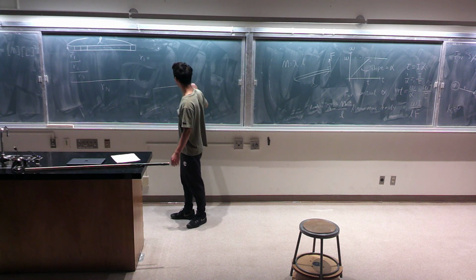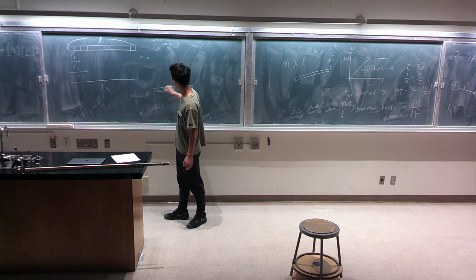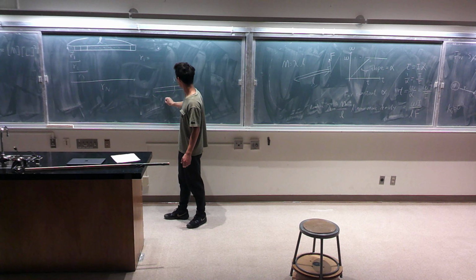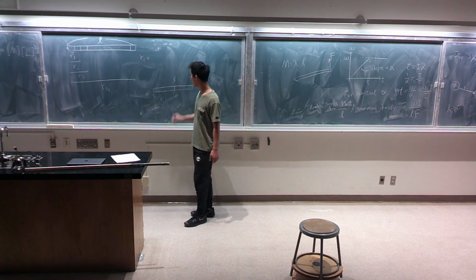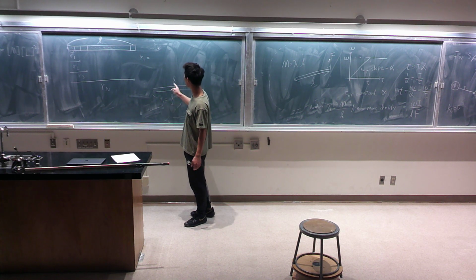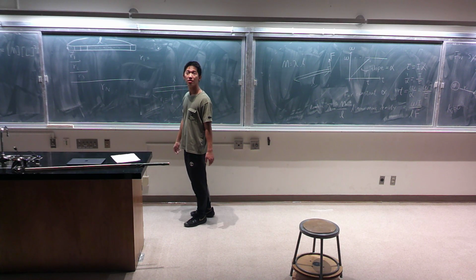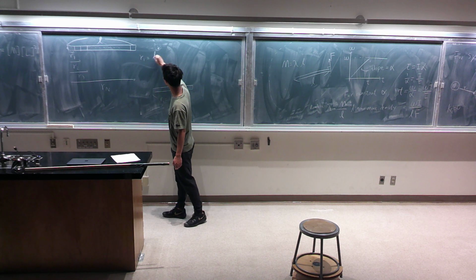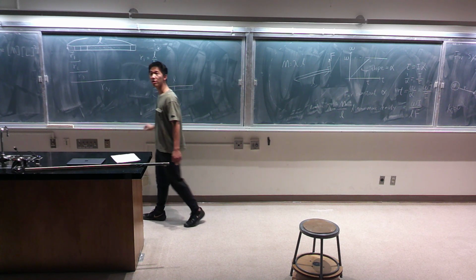If you cut L into half, R1 will be L over 2. Good. So if you cut L into n segments, how long will R1 be? L over n. Good. Does that make sense?